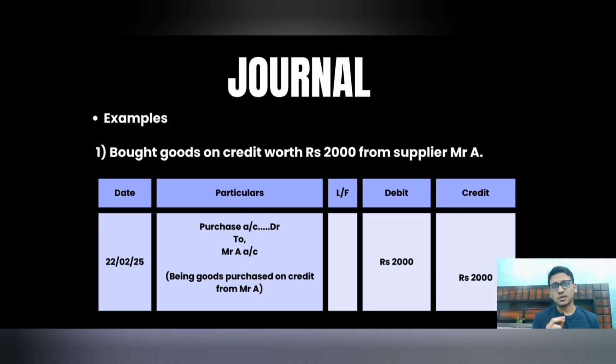But in this scenario, we have the name of the supplier to whom we owe the payment, that is Mr. A. That's why the Mr. A account is being credited. And below, we can see that there is a narration, goods purchased on credit from Mr. A. Besides that, we have to write the amount that is being debited and credited, which will always be equal. And pardon me, there have been some alignment issues, because the debit amount will be in the same alignment as the debit account, and the same goes for credit.